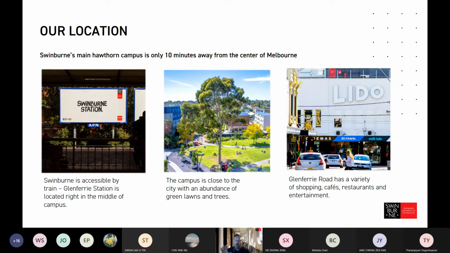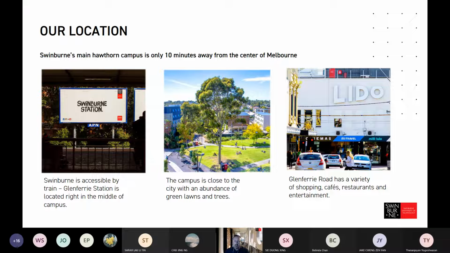A little bit about Hawthorn, the campus you would study at Swinburne. It's very close to the centre of Melbourne. Melbourne is about 5 million people, and it's quite spread out. From the centre of Melbourne to the outer suburbs can be as far as 35 kilometres, or an hour by train. Our campus is 10 minutes by train from the centre of the city, the central business district. We have a train station in the middle of the campus, so you can easily get to the centre of the city, or to other parts of Melbourne as well.